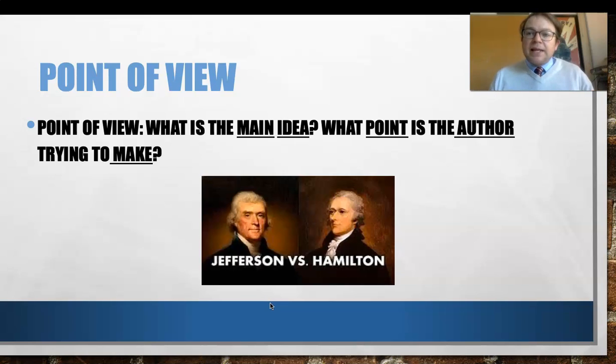What is the main idea? What is the point the author is trying to make? Because lots of times we're going to look at a topic from two different ways. Why is this author saying this versus this author saying this? It doesn't mean one is more true than the other. What it means is we may lean towards one point of view based on our own, and that's okay.